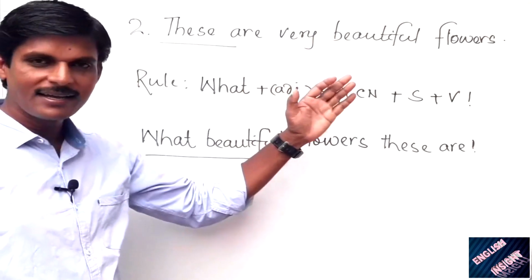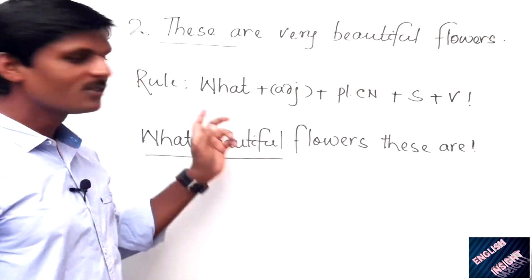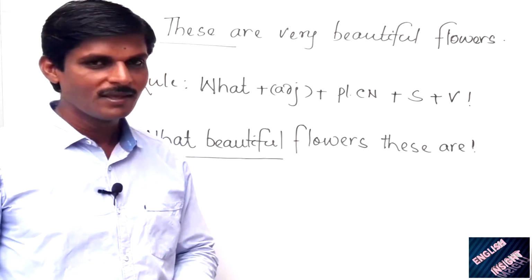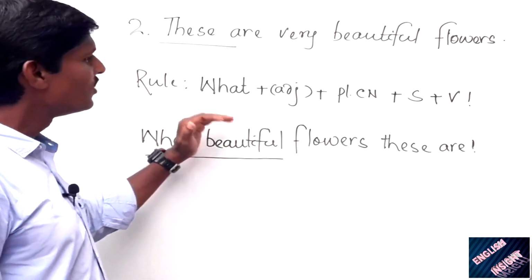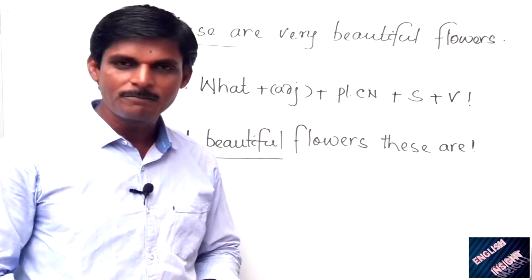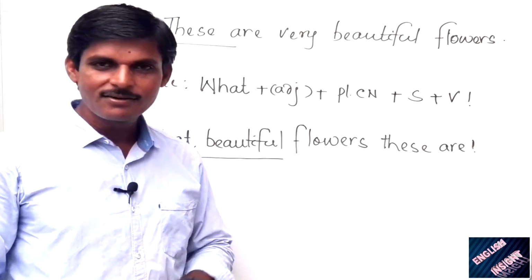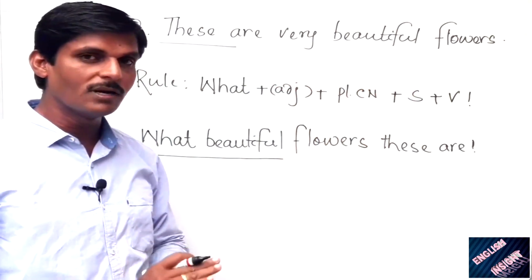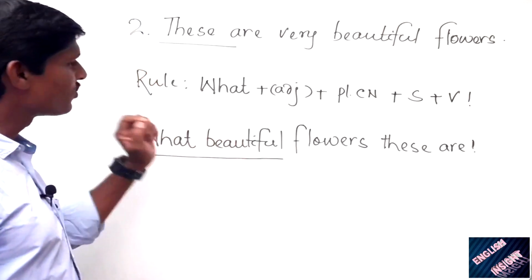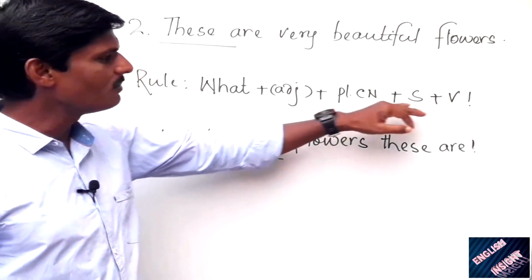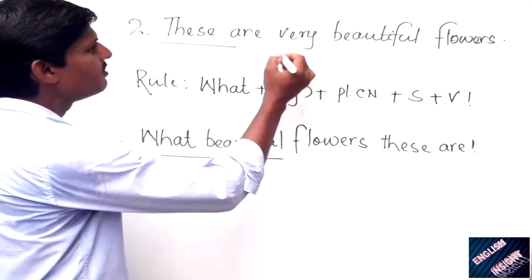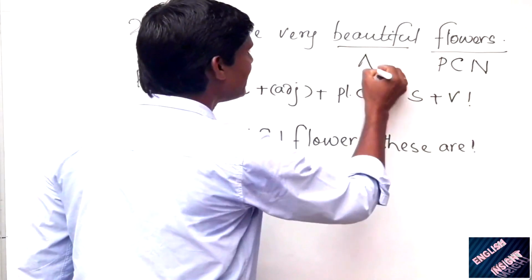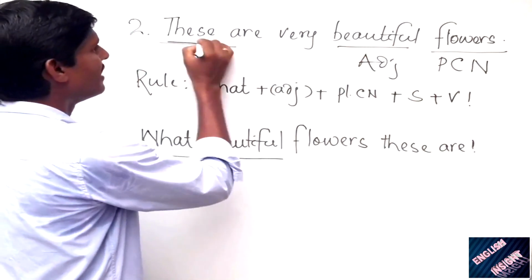In rule number 1, singular countable noun is used. So the rule was what plus a or an plus adjective plus singular countable noun plus subject plus verb. In rule number 2, the rule is what plus adjective plus plural countable noun plus subject plus verb. So what do you think? Definitely there must be the use of plural countable noun in the declarative sentence. If there is the use of plural countable noun in the declarative sentence, we should take this rule. These are very beautiful flowers. Flowers is the plural countable noun. This one is the adjective. And this one is the subject. And this one is the verb.